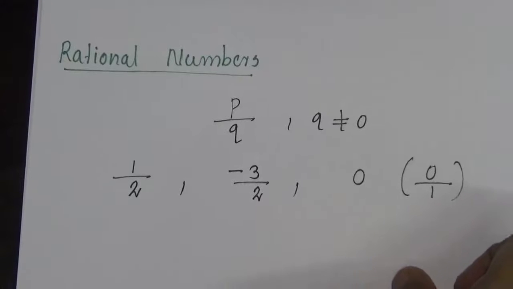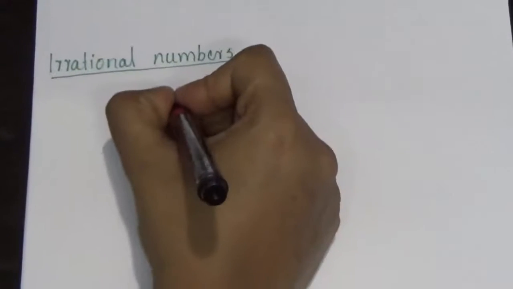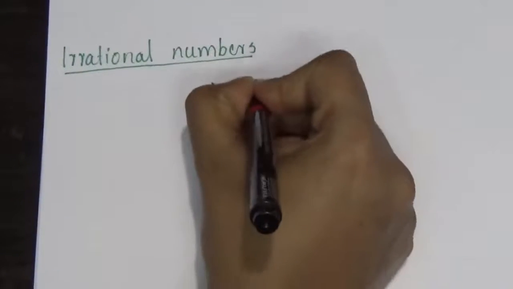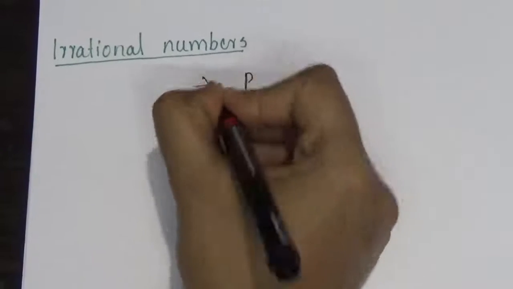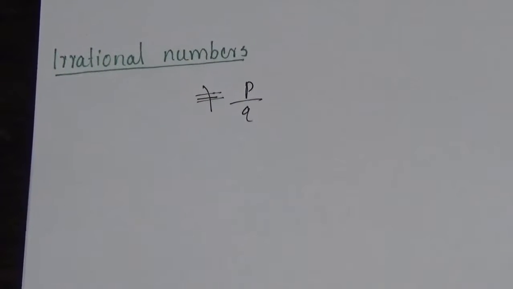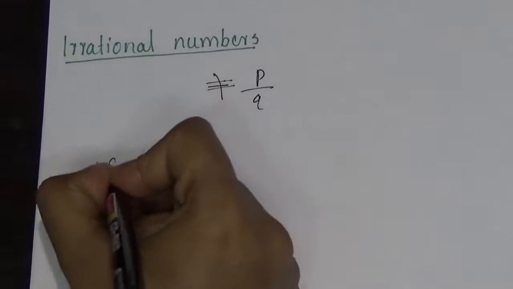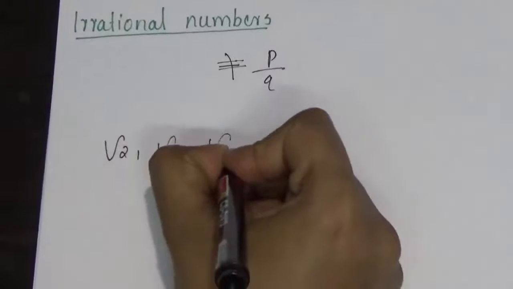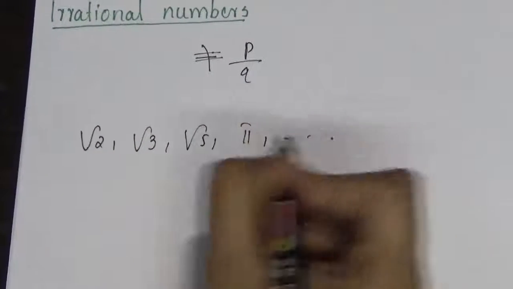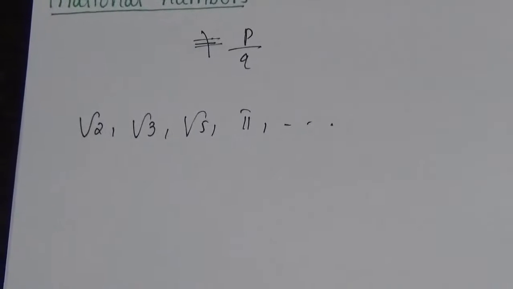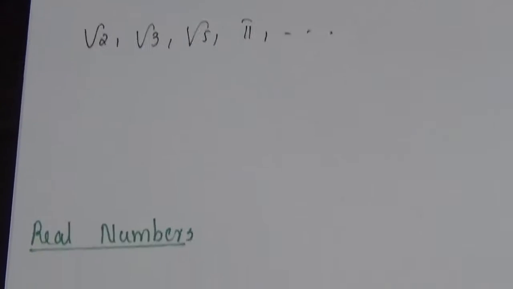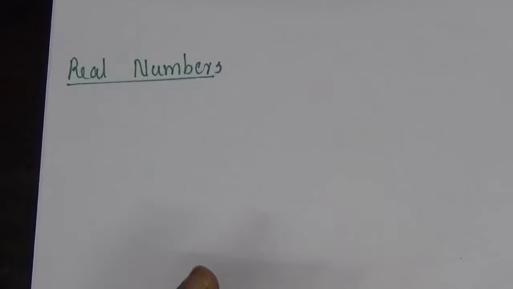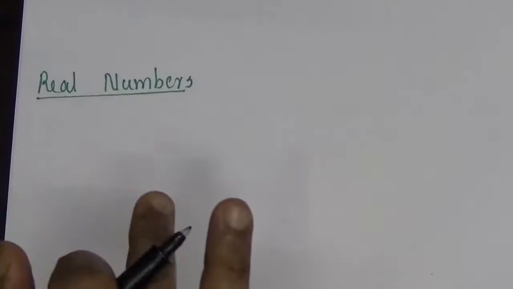So a number which is not rational is called an irrational number. That means numbers which cannot be written in the form p by q are called irrational numbers. For example, root 2, root 3, root 5, pi are irrational numbers. Now we go to the important set of numbers, that is real numbers. A real number is a number which is either rational or irrational.